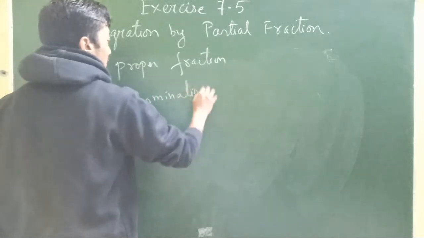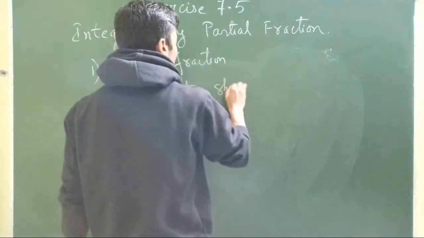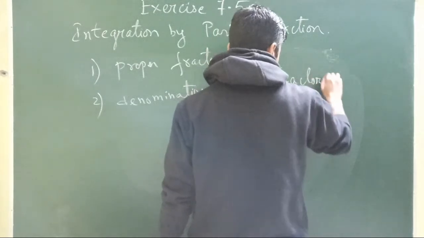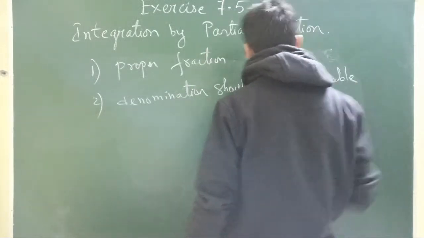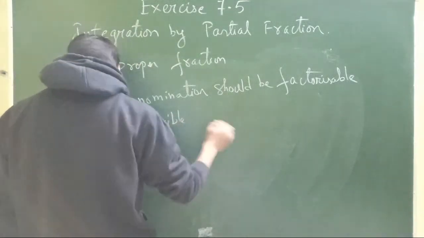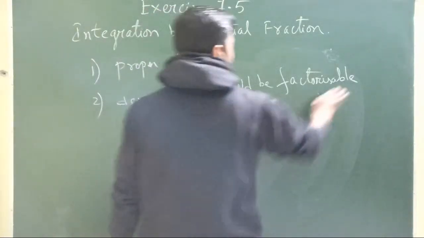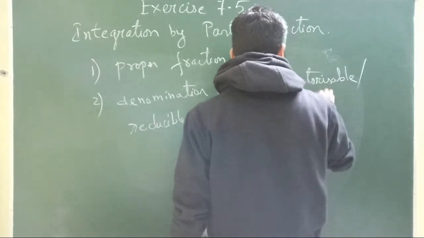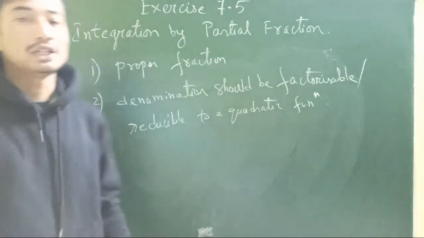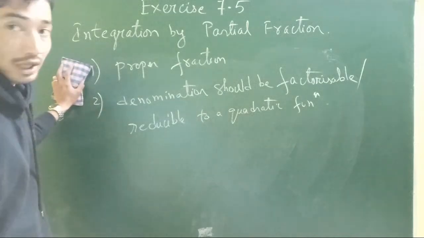These are just some tips or some hints. The denominator should be factorizable, F-A-C-T-O-R-I-S-A-B-L-E. The denominator should be factorizable or at least reducible, reducible to a quadratic, or at least reducible to a quadratic function. Then only this method will be applicable. Okay, so we will see now how do we apply this method.